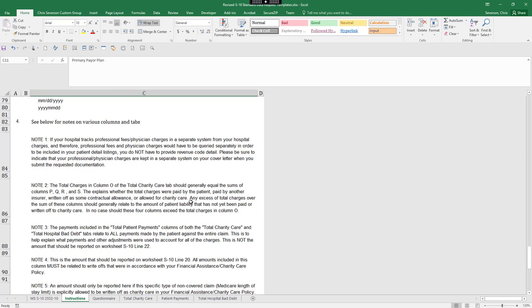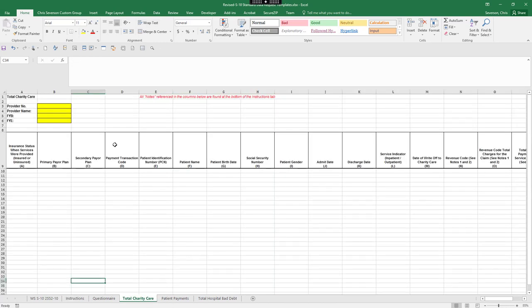So it's not in columns P, Q, R, and S. It's not there yet. Now, eventually, at some point, we hope it would be a patient payment, or at some point, it might be a charity care write-off, or possibly even a bad debt write-off. So that could happen. Now, in no case, however, should these 4 columns exceed the total charges on column O. It doesn't make sense that you can have more of the component than you do the total. So let's take a look at that now.